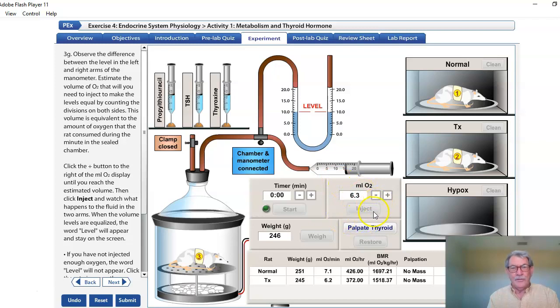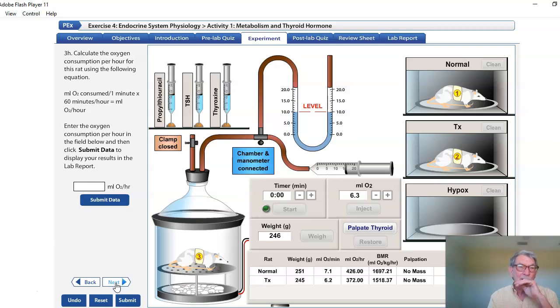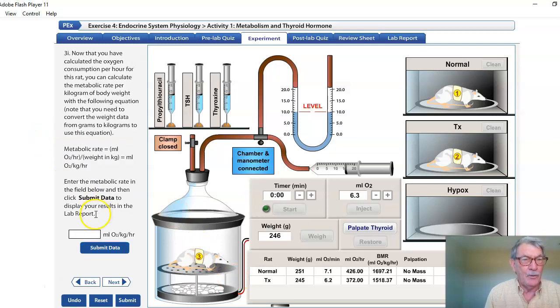So let's see, 6.3. Okay, I haven't been following this here, I've been jumping ahead. Okay, so 6.3 times 60 equals 378. 378 milliliters per hour. I'll divide that by the body weight, which is 246, and get 1536. Actually 1537, because it's 0.58.